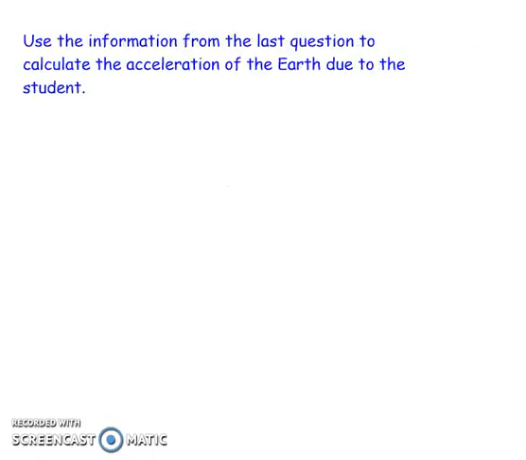Using this information, we can actually calculate the acceleration of the Earth due to the student. Usually we think of the acceleration on the student caused by the Earth, but the Earth actually does have an acceleration caused by the student. It's just going to be a lot smaller because the mass of the student is so much smaller than the mass of the Earth. So we can use our equation from earlier in the year, F equals ma.